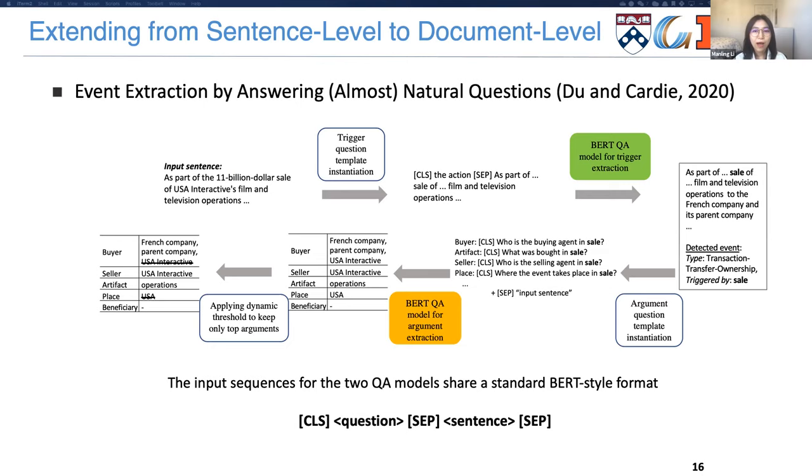In this way, the trigger detection becomes a request to identify the action of the verb in the input sentence and also determine its event type. And the argument extraction becomes a sequence of requests to identify the text spans as arguments. And the extraction process can be regarded as the process to generate answers for machine reading comprehension.